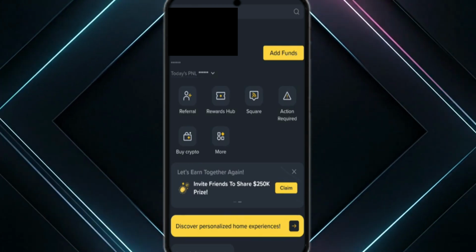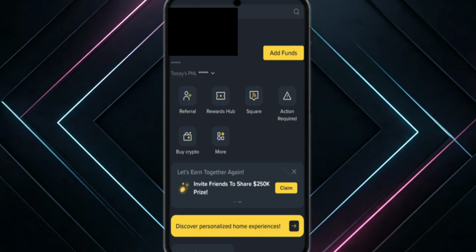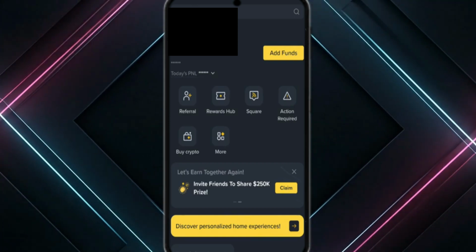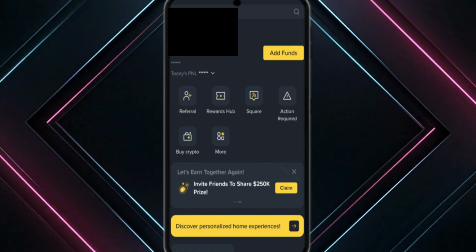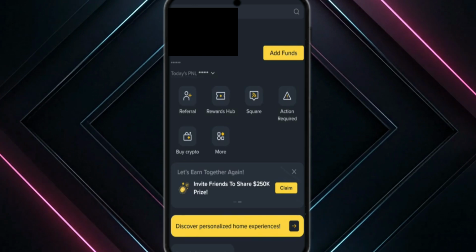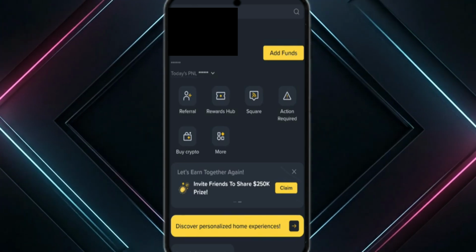In today's video, I'm going to show you how to connect Binance to MetaTrader 5 for easier crypto trading. Before we begin, it's important to understand that Binance does not directly support MT5 logins like traditional forex brokers do.